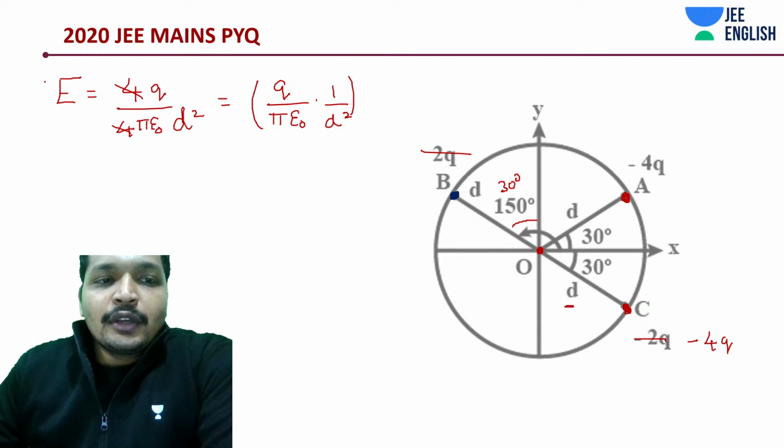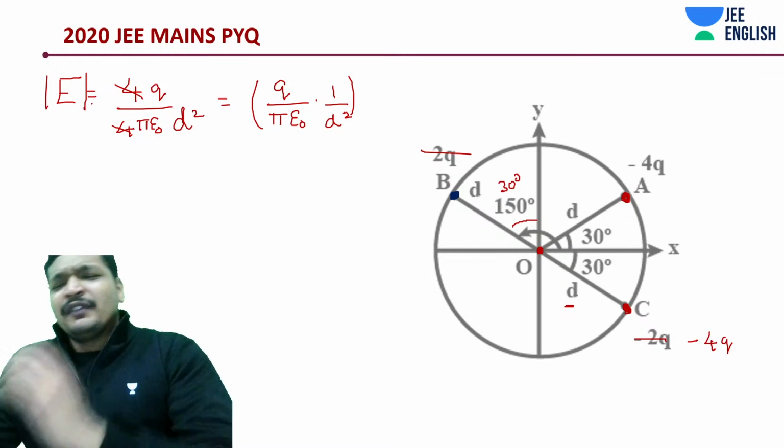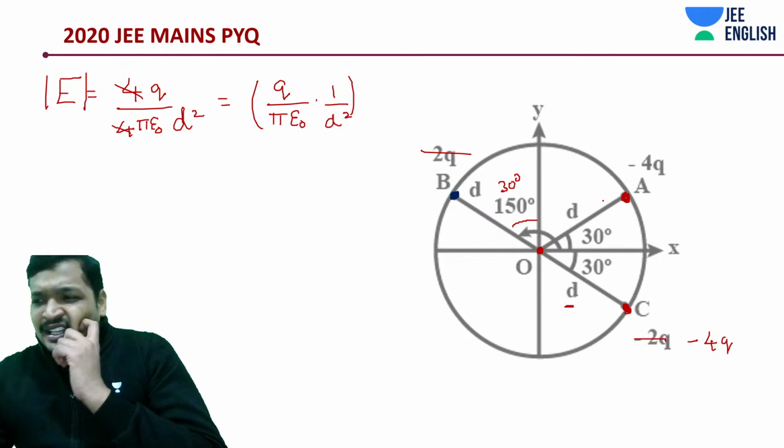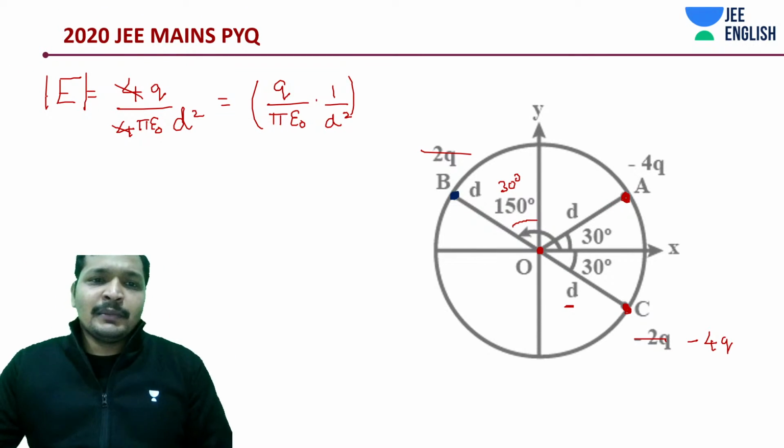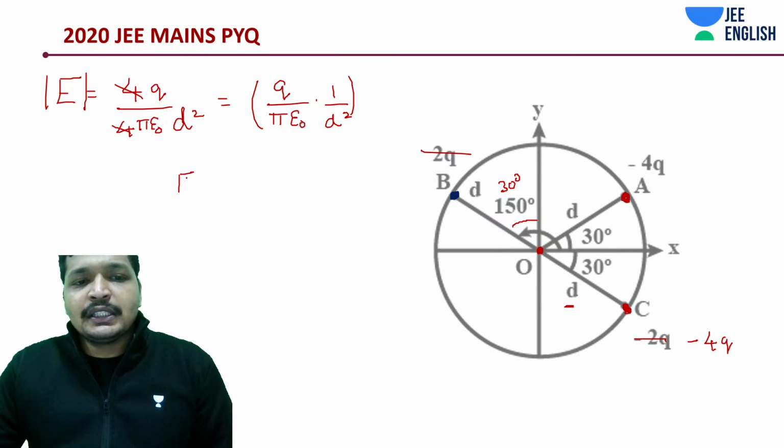This is the magnitude. Now comes the point. Which direction? It's going to be, of course, in plus x. Just remember this point. We need just this thing. It's a simple problem. That's it.